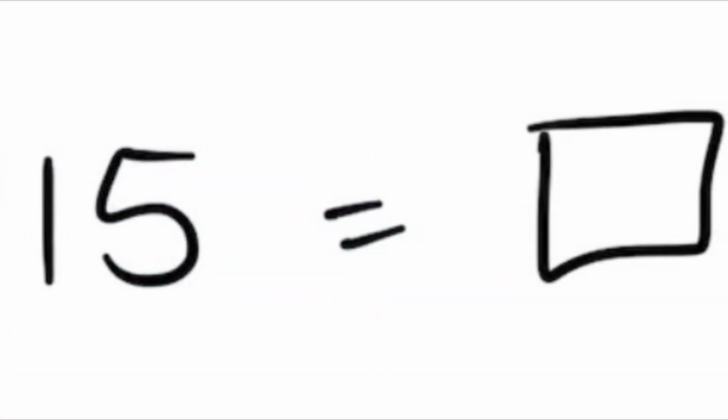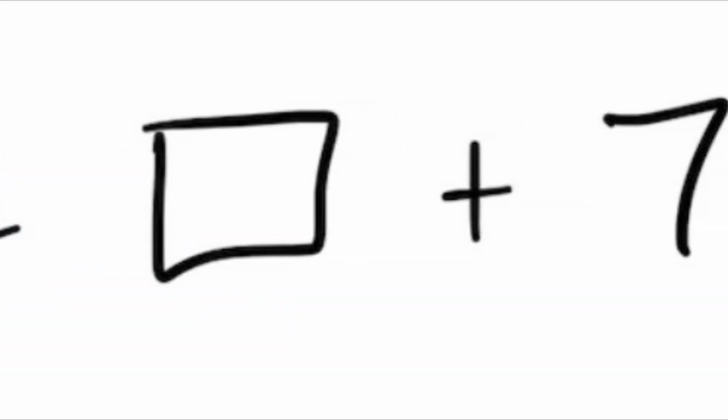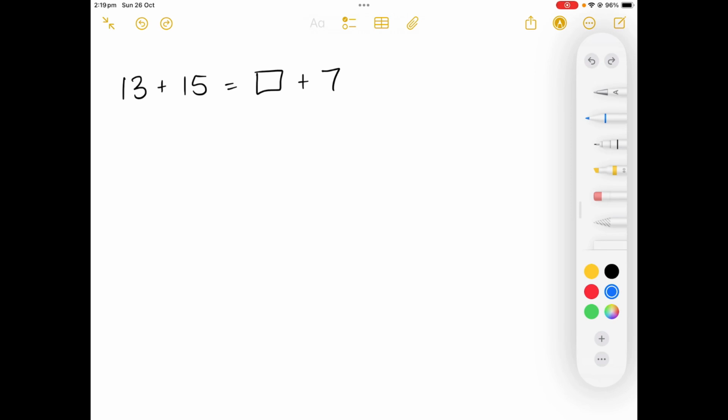13 plus 15 equals, I don't know, plus 7. Okay, here we are. We need to solve the equation by finding out the value of this unknown here. Now, just a little bit of revision. We know that we've done a lot of work with balance scales.